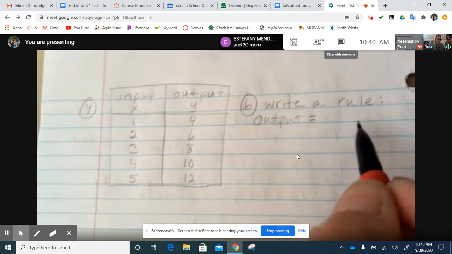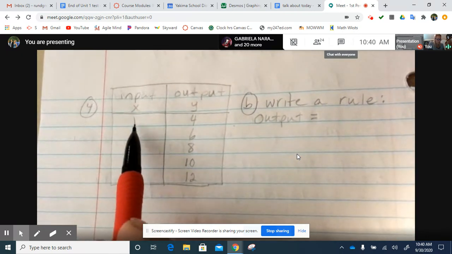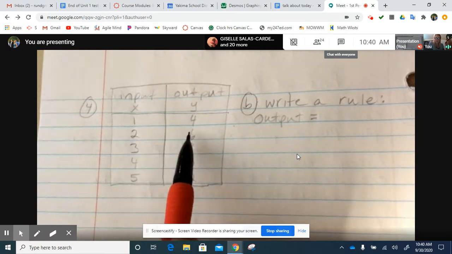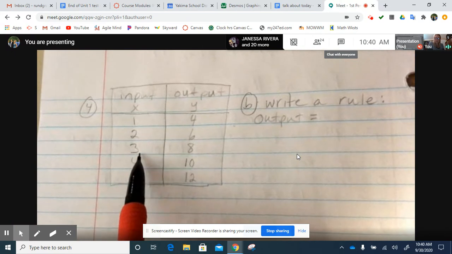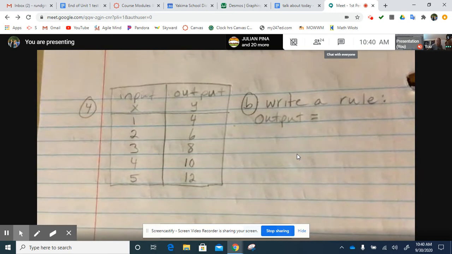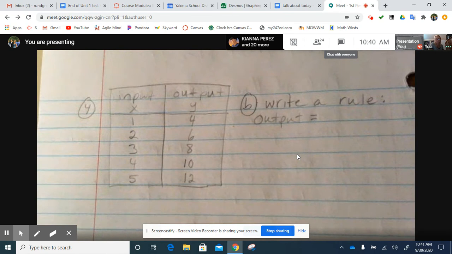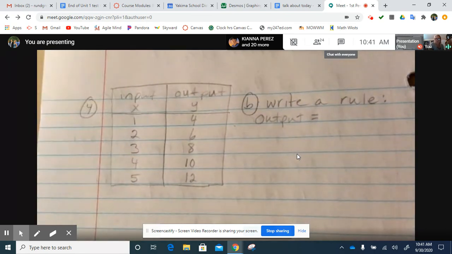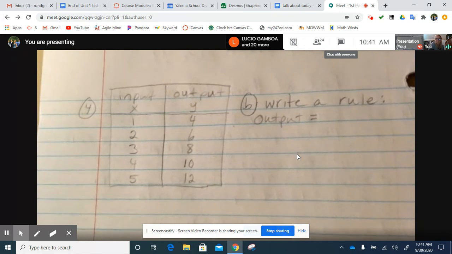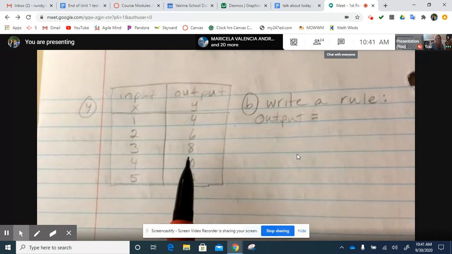So let's think about this. How can we go from a 1 to a 4? How can we go from a 2 to a 6? From a 3 to an 8? And remember, sometimes there's 2 steps involved. So sometimes you have to like multiply first and then add something on. So play around with some numbers and see if you can figure out what we have to do to each input number to get to the output number.